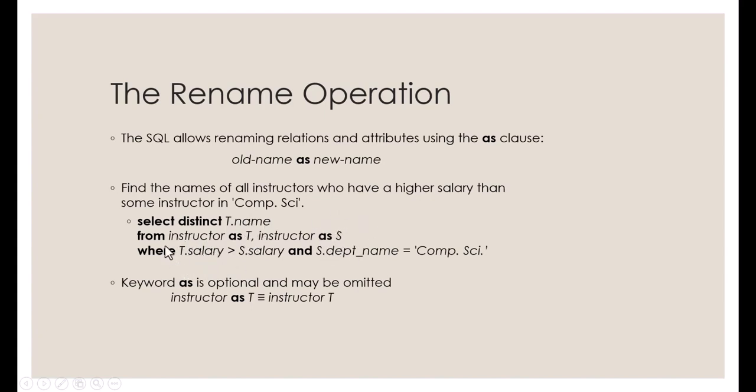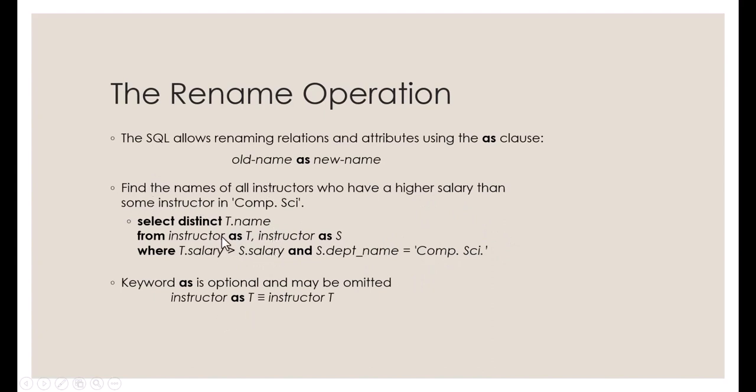Okay, so now we want T.salary to be greater than S.salary, and then we want this instructor S to be from the computer science department. So as long as T's salary is greater than at least one person from the computer science department, then they qualify, so their name will be returned.